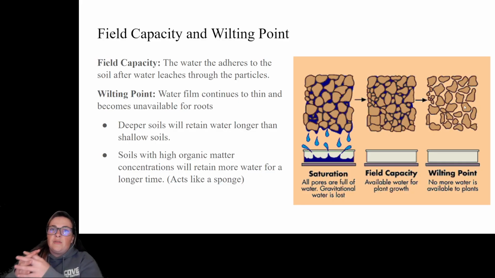And then the wilting point is when all of that water completely dries up. So there's zero water available to the plants, and then they're in a danger zone because that is their wilting point. Generally speaking, the deeper soils will retain water longer than shallow soils. You have more space to work with, more of a savings bank to hold more water. Soils with high organic matter concentrations will also retain more water for a longer time, because organic matter works like a sponge. It's very porous, and the formation of it just holds water really well.